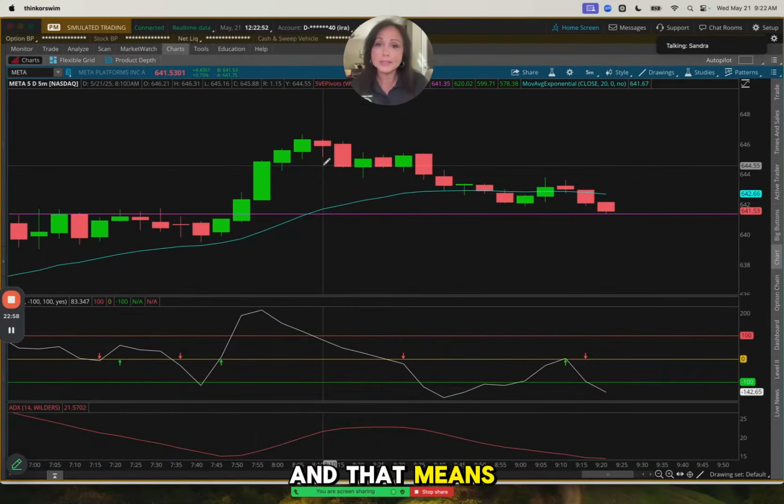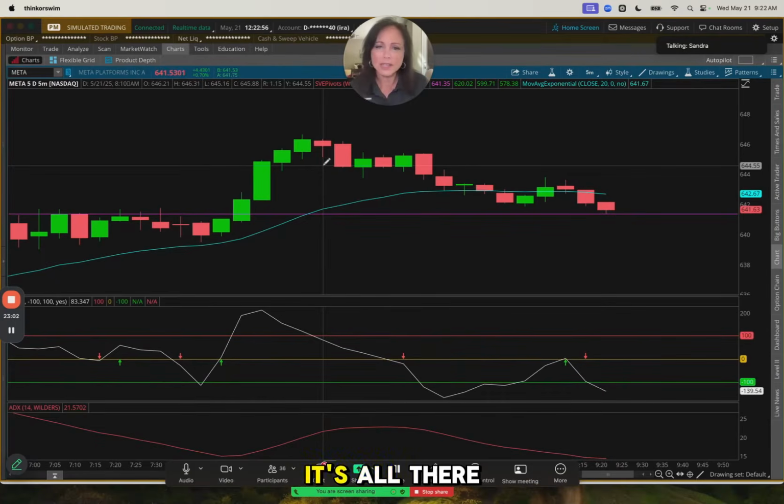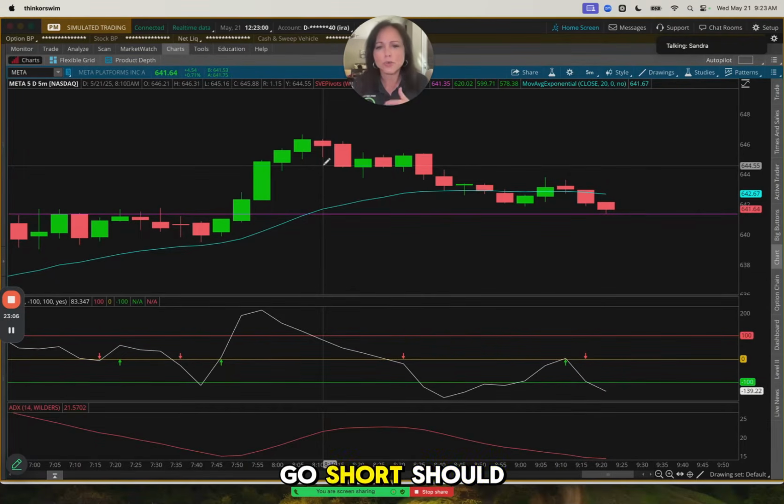And that means that fear, greed, hope, it's all there while you're looking at the chart wondering if you should go long, if you should go short, should I get into the market right now? Glad I was able to tie that in.